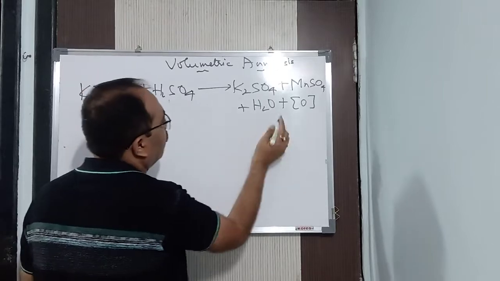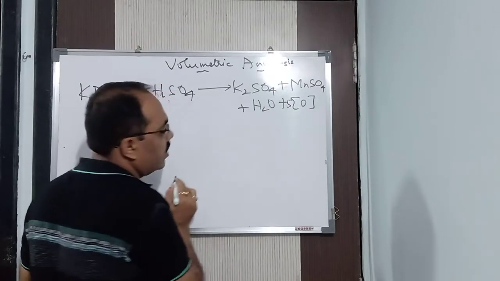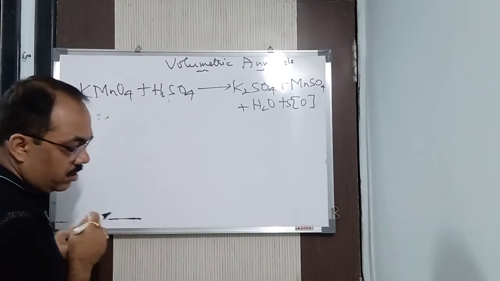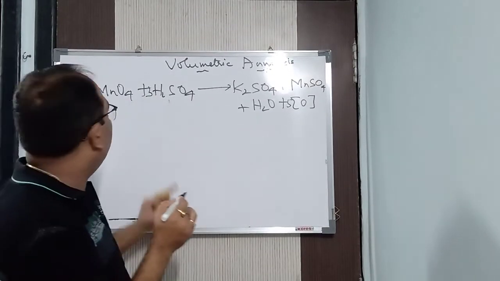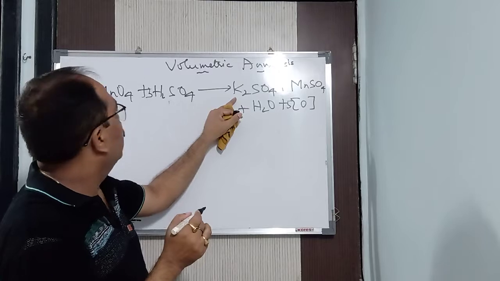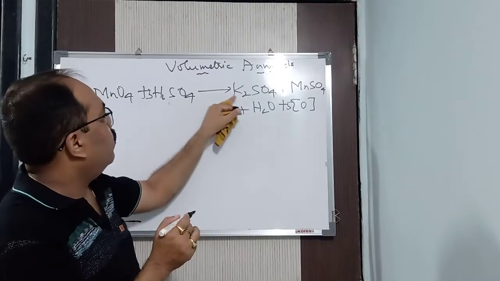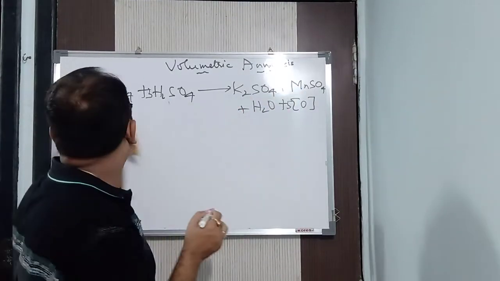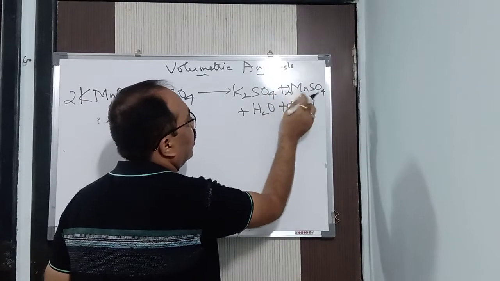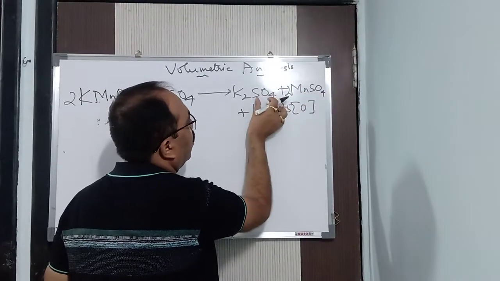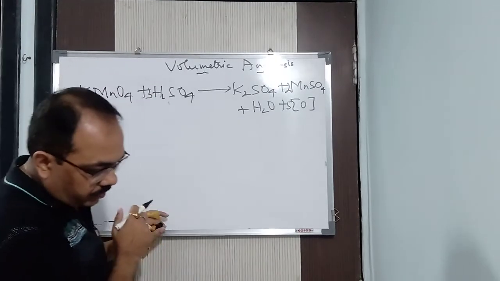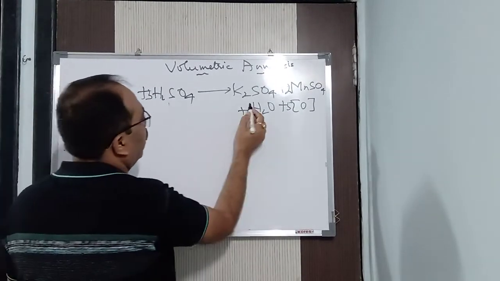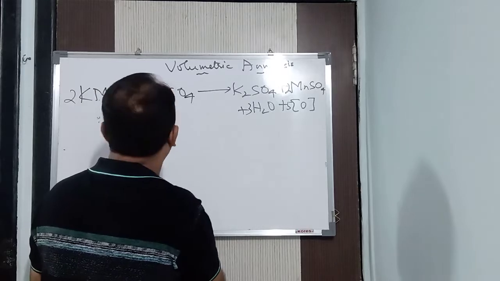So in acidic medium, when you balance it, you will get 5 nascent oxygen. That is, you will be balancing 2 KMnO4 and 3 H2SO4. Why 2? Because I have written K2. Why is it 3 H2SO4? Because here I have written 2 Mn, so I have to write 2 SO4 here, and 1 SO4 for the potassium, hence it is 3 SO4. And how much water? 3 water and 5 nascent oxygen we got.